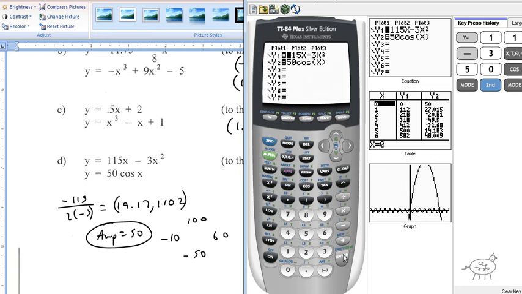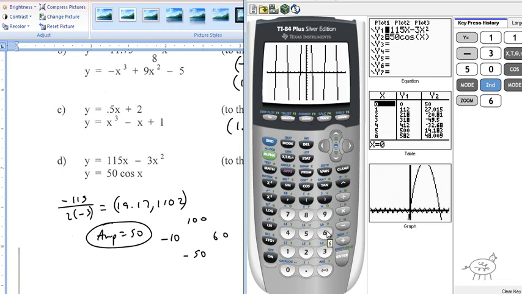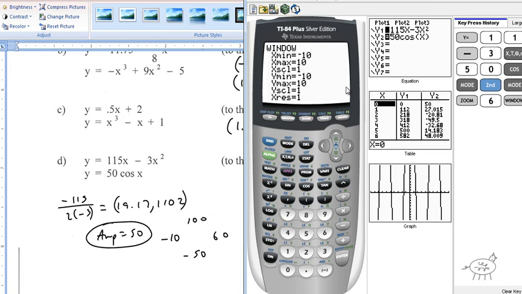If I just want to show you, if I do zoom standard, zoom 6, that is really ugly. It doesn't give us a very good graph. This is the cosine graph going up and down here, and as we already figured out, our vertex is huge. It's 19.17 comma 1102. I don't even see it in here. If I check out my window, look at what it gave me as a window. Negative 10. It's not even close to what I need for an amplitude of 50.